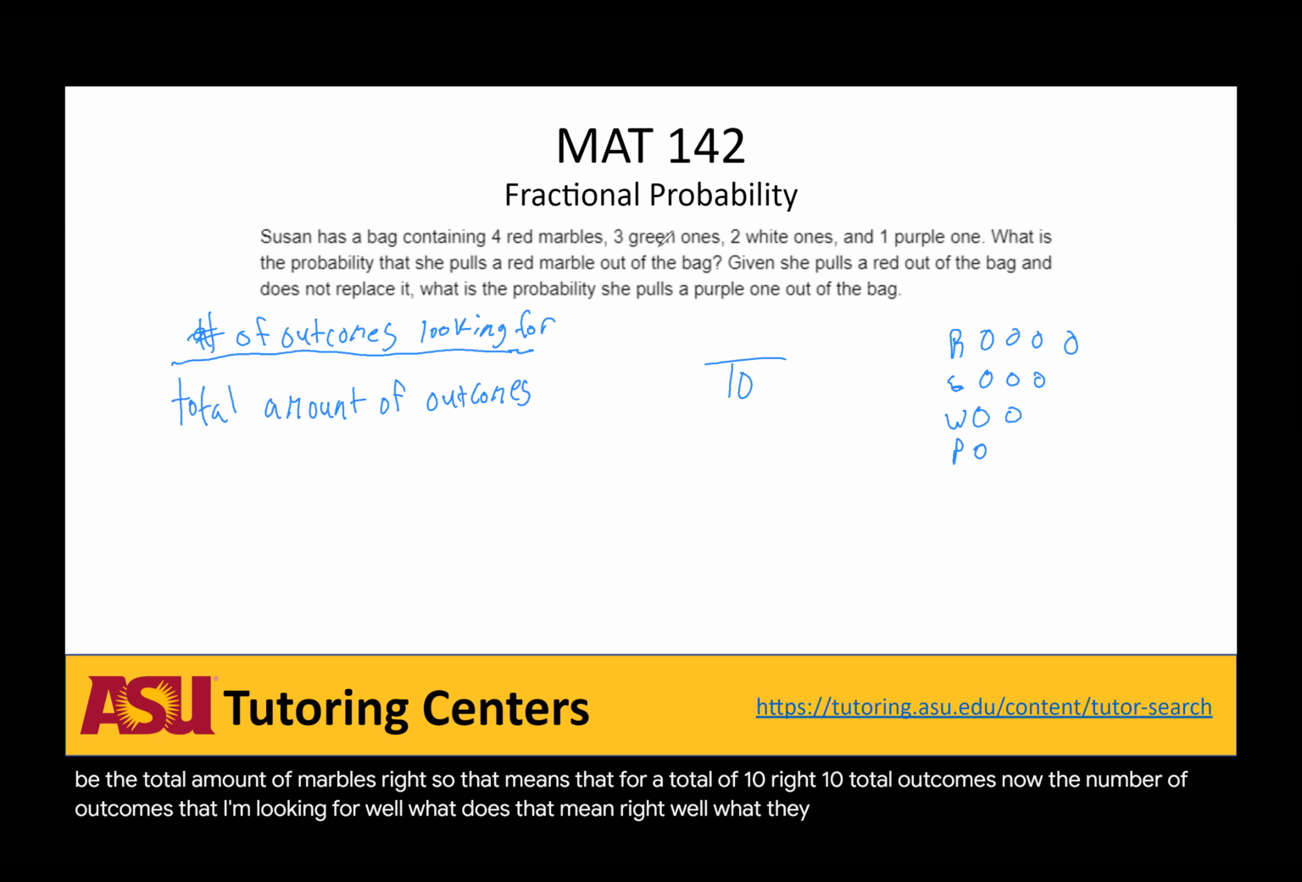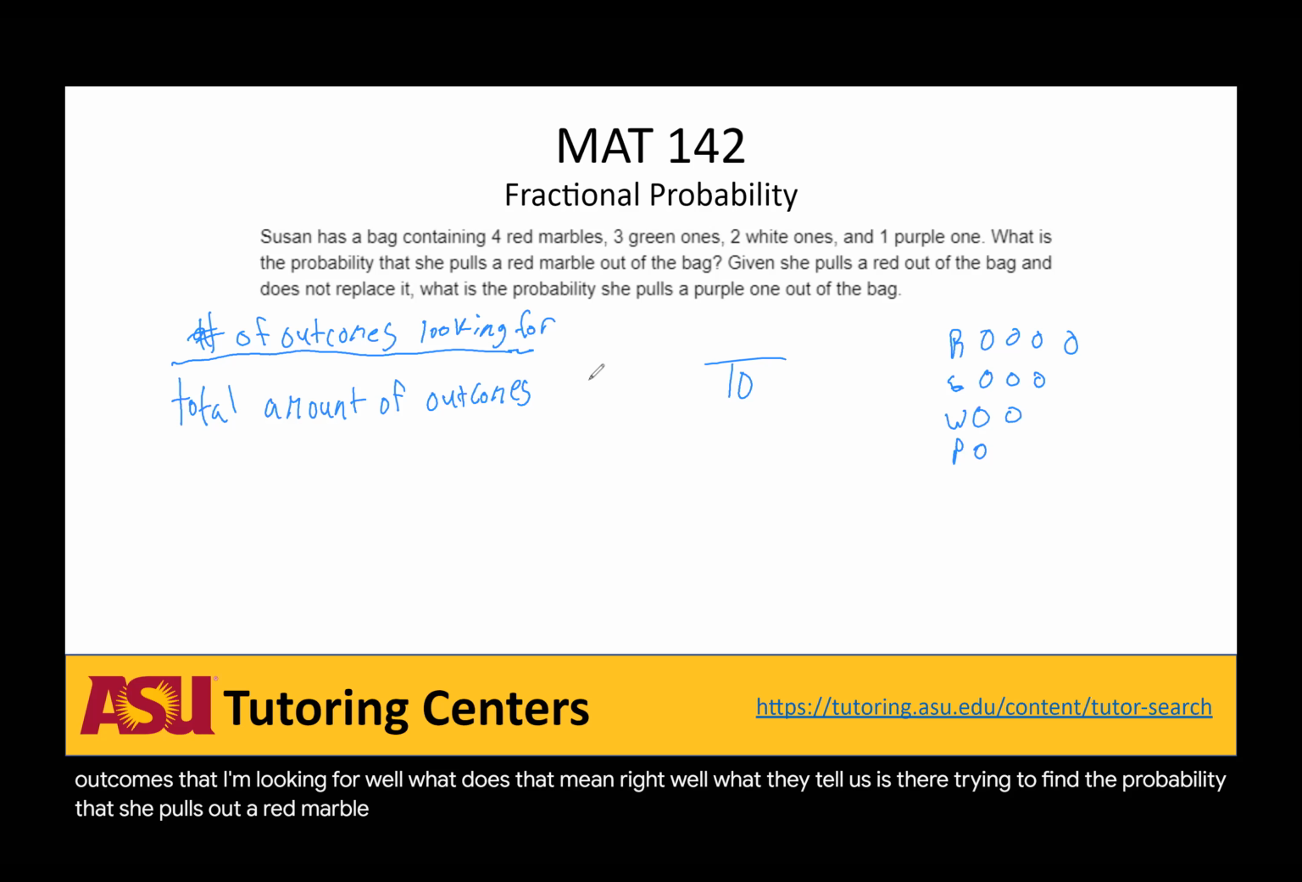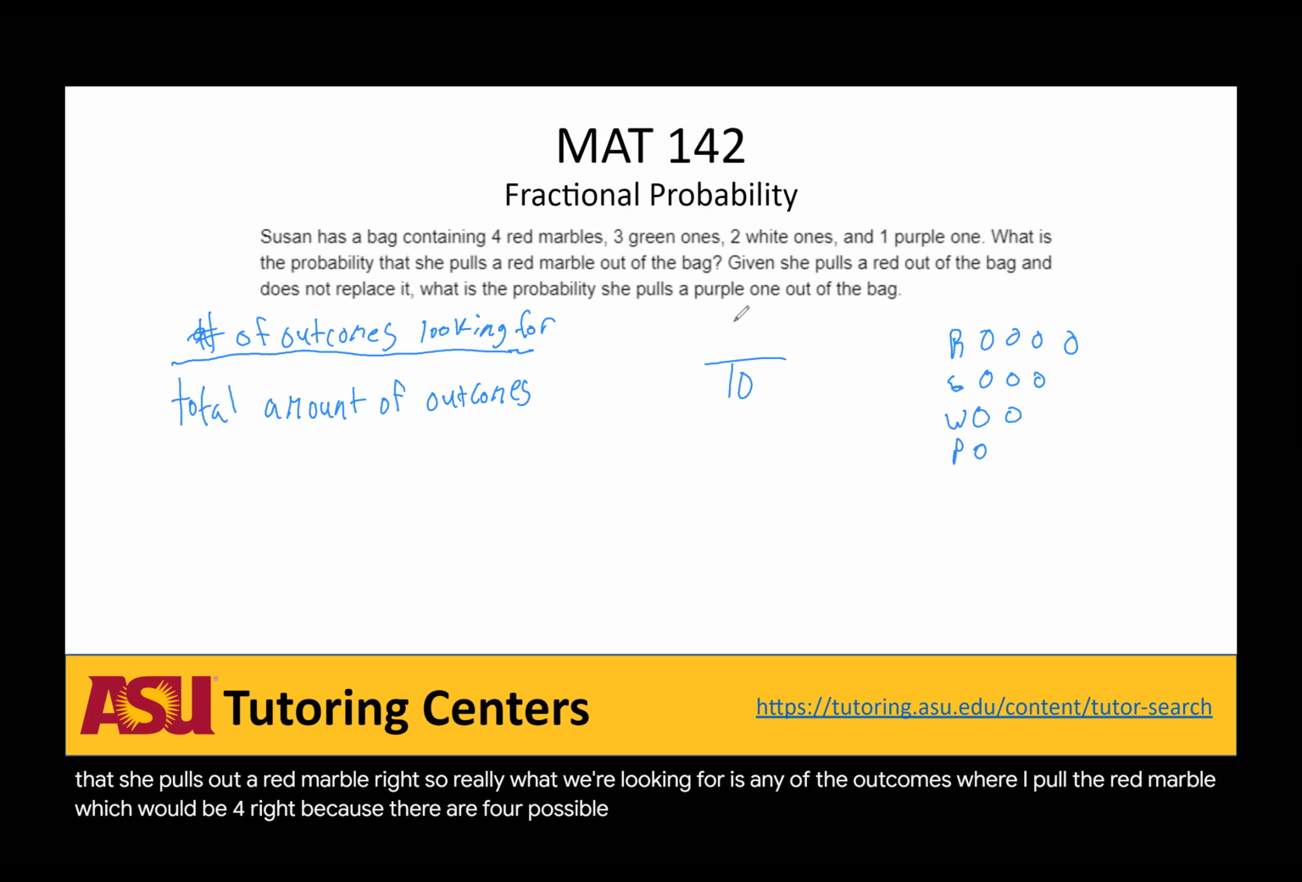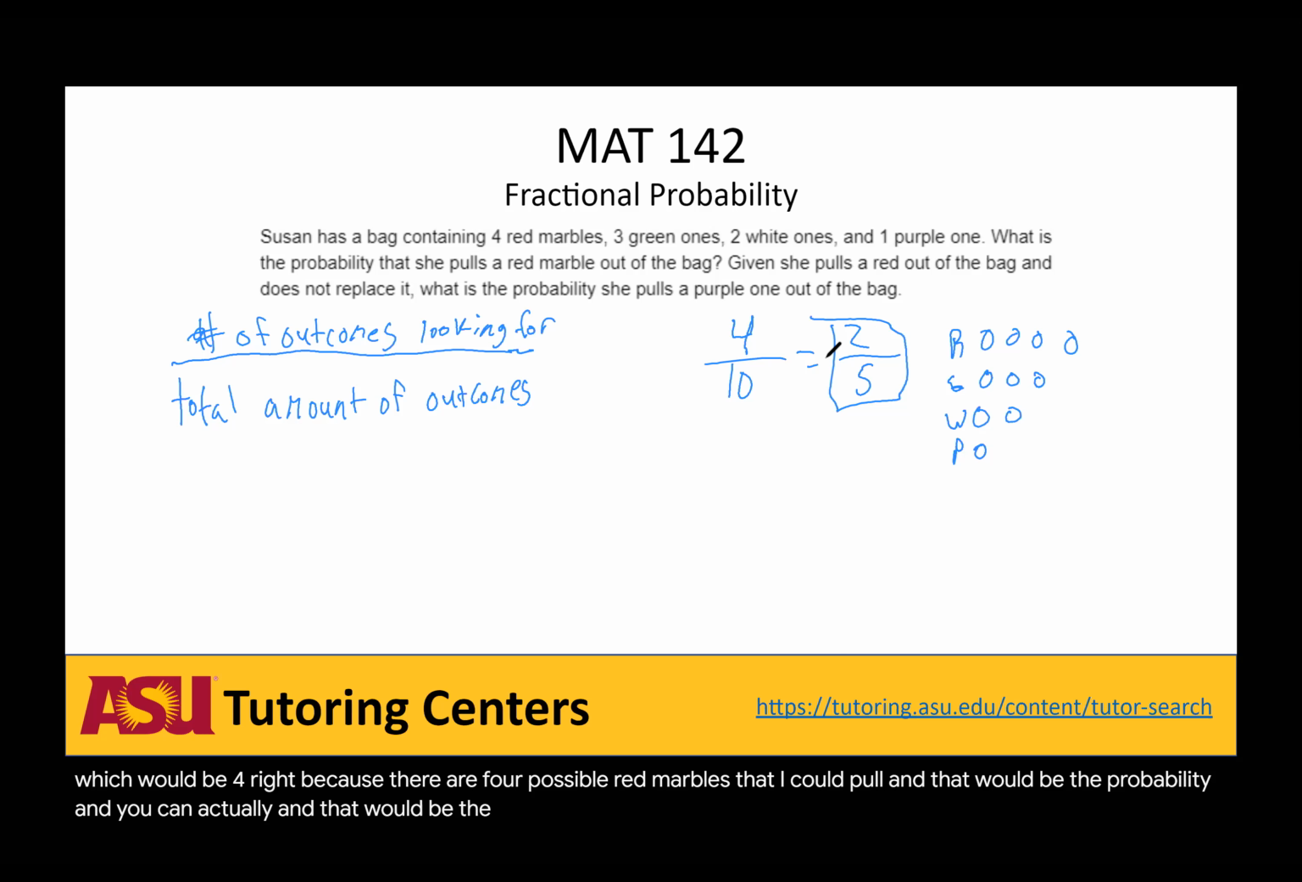Now, the number of outcomes that I'm looking for, what does that mean? They're trying to find the probability that she pulls out a red marble, so we're looking for any of the outcomes where I pull a red marble, which would be 4, because there are 4 possible red marbles that I could pull. That gives 4/10, and you can reduce this down to 2/5. That would be the probability for part 1.